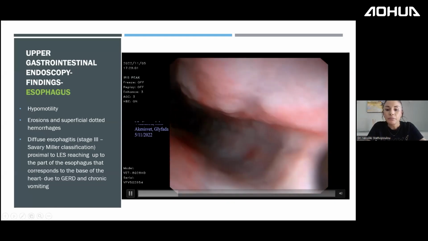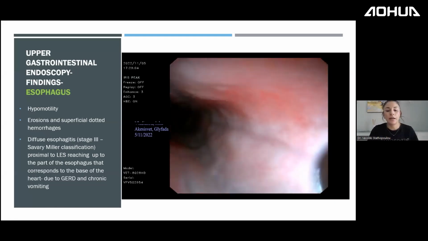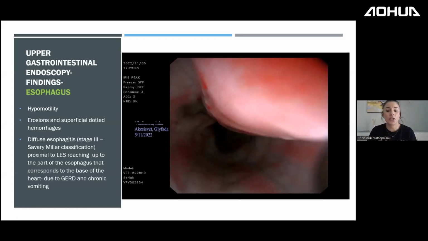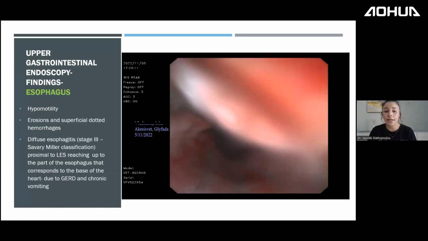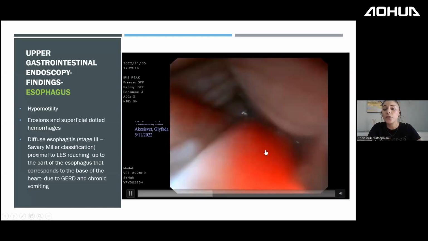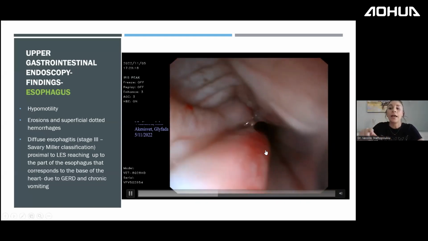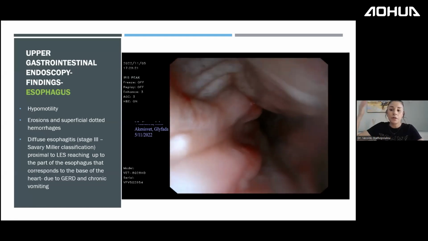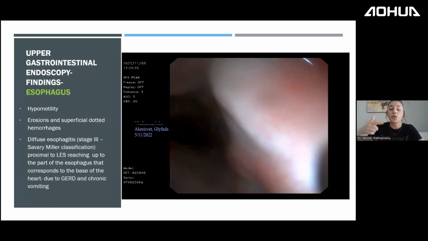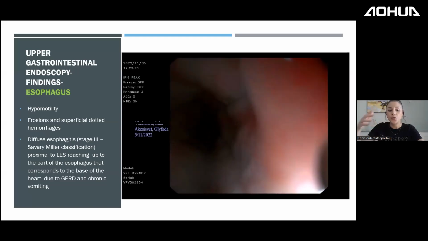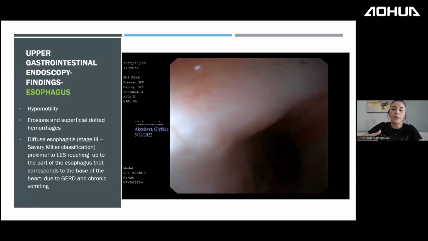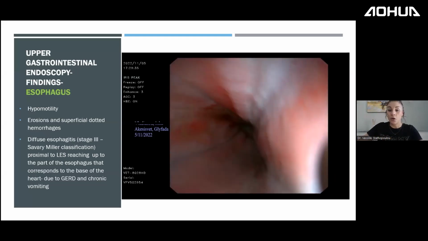As you see, we have an esophageal hypomotility. We have esophagitis, definitely, and it's stage 3. I will show you how we stage the esophagitis. You see a lot of circumferential erosions, and they're up to the base of the heart and even further up, which means that the animal had gastroesophageal reflux disease due to the chronic vomiting, and the reflux disease has affected the whole lumen of the esophagus.